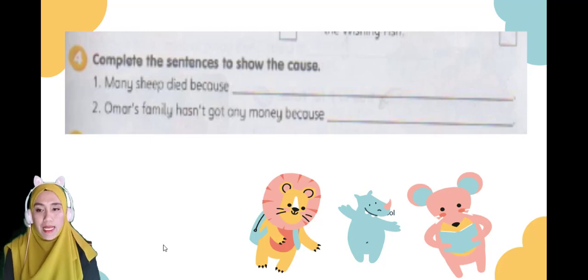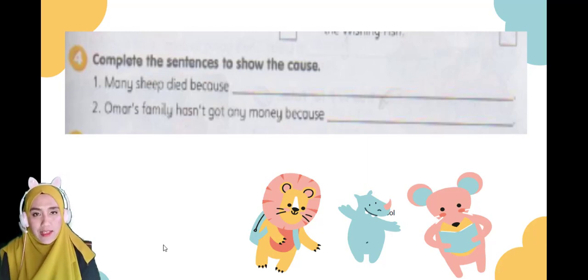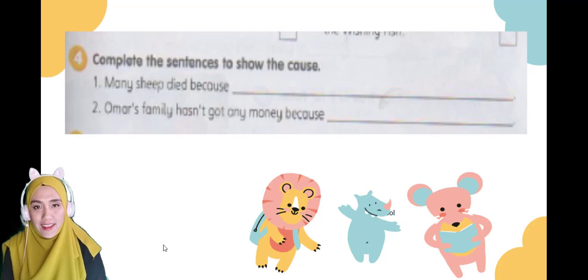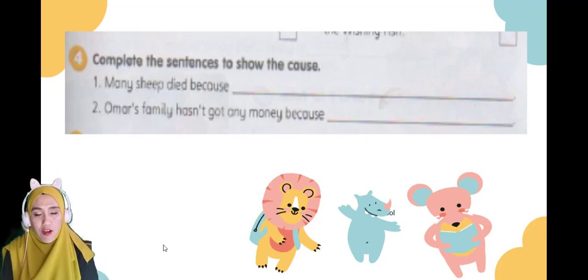Number 1. Many sheep died because... Now, look at the story again. Why? Why did the sheep die? Okay, and complete these sentences. This sentence and complete this sentence. Many sheep die because.